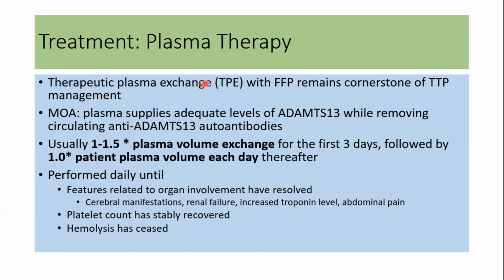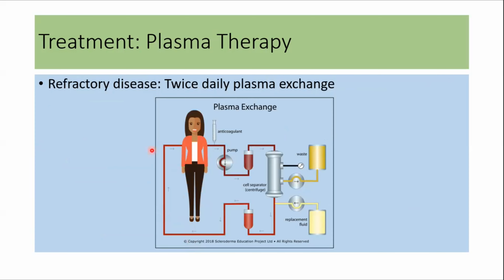So therapeutic plasma exchange is the cornerstone of TTP management. The mechanism is that plasma supplies an adequate level of ADAMTS13 while removing the circulating anti-ADAMTS13 autoantibodies. The dose is usually 1 to 1.5 times plasma volume exchange for the first 3 days, followed by 1 times the patient's plasma volume each day thereafter. This plasma exchange is performed daily until the features related to organ involvement have resolved, the platelet count has stably recovered, and hemolysis has ceased. In case of refractory disease, plasma exchange can be done twice daily.